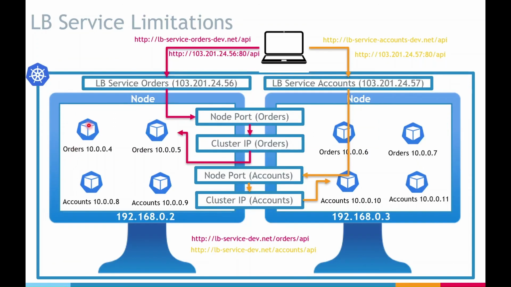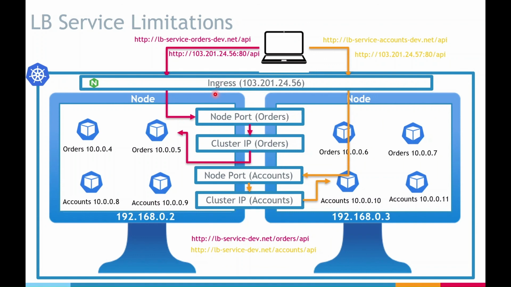Now back in the LB service limitations diagram, we can replace the network load balancer or the load balancer service with our application load balancer, which is Ingress. So here we replace both the load balancer services using an Ingress.